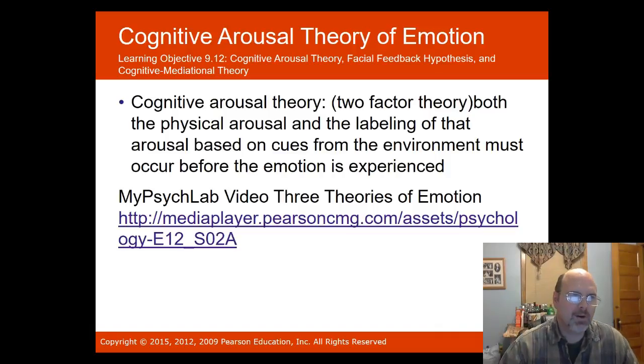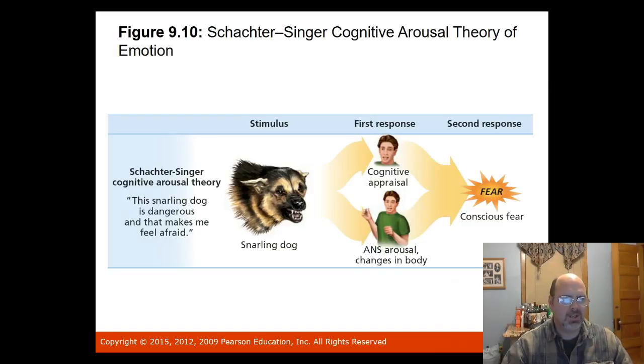Now the cognitive arousal theory said no. It's the two-factor theory. Both the physical arousal and labeling of the arousal are based on cues from the environment that must occur before emotion is even experienced. So this theory by Schachter and Singer in 1962 says physical arousal and cognitive appraisal both have to occur before the emotion occurs. Okay, so here's an image, snarling dog, and simultaneously my brain says, oh my God, this is bad, and my body is physically reacting. Then comes fear.